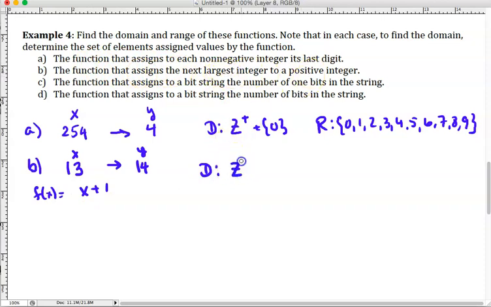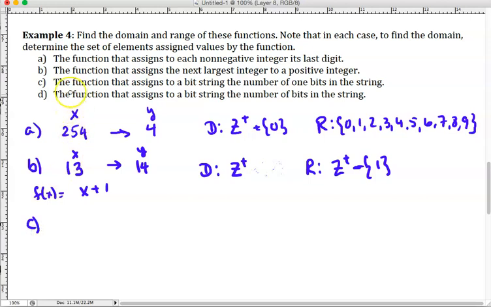So again, I want positive integers to be my domain, right? So positive integers, sorry, it doesn't include the 0. So my domain is just the positive integers, and my range is positive integers. The domain is going to start with 1. The range is going to start with 2. So it's going to be the positive integers without that first element, so minus the element 1. So it's the positive integers that are bigger than or equal to 2.